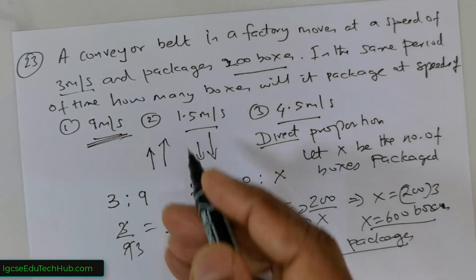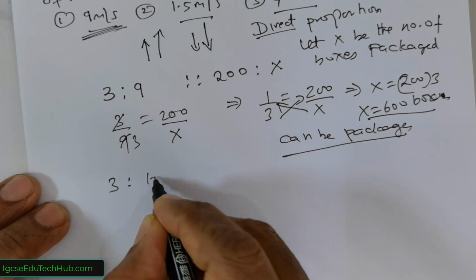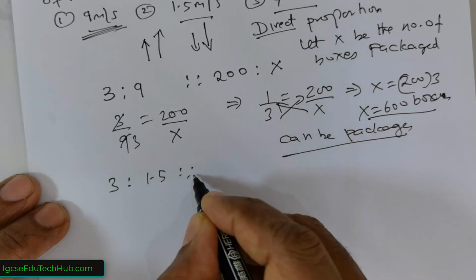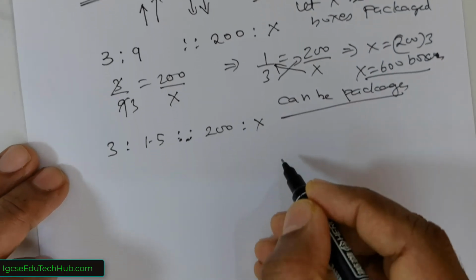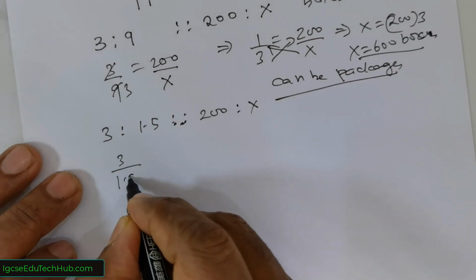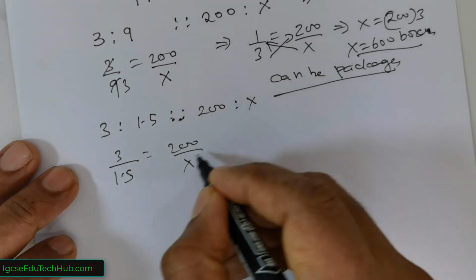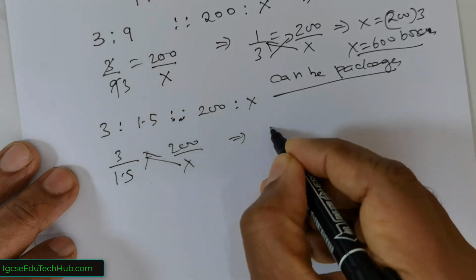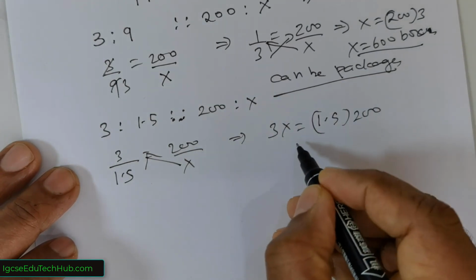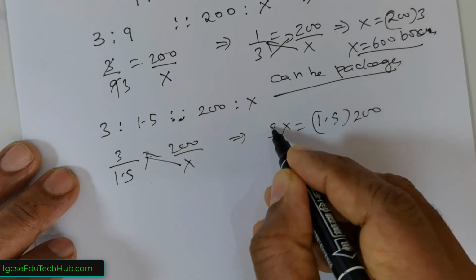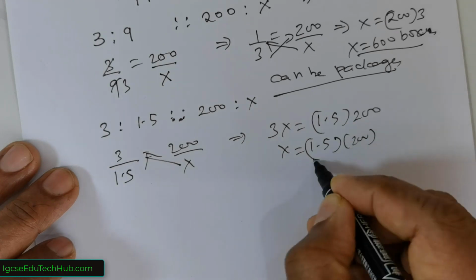Now the second part is 1.5 meters. So you place the system: 3, 1.5 and 200 versus x. So it's going to be 3 over 1.5 is equal to 200 over x. You cross multiply. When you cross multiply, you get 3 times x is equal to 1.5 into 200. So x is equal to 1.5 multiplied with 200 divided by 3.